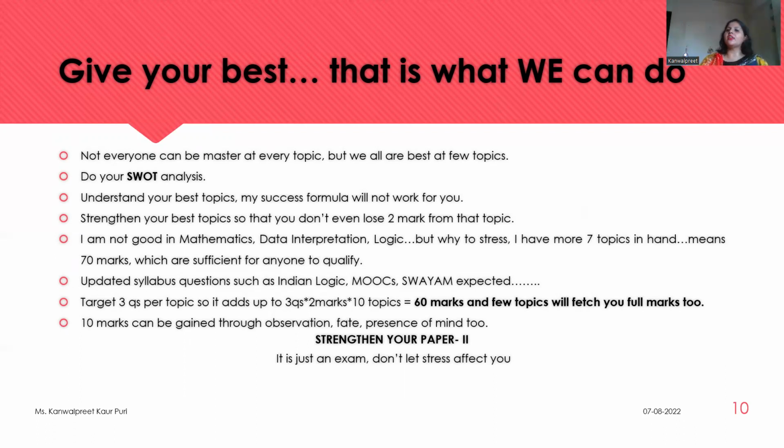Okay, so why stress if 2-3 topics you're not very good with. I have more further topics. Okay, so 70 marks in paper 1, and I'll say 120 or 130 marks in paper 2 helps you qualify for junior research fellowship also. Okay, updated syllabus questions such as Indian logic, you have MOOC, Swayam, they are expected.